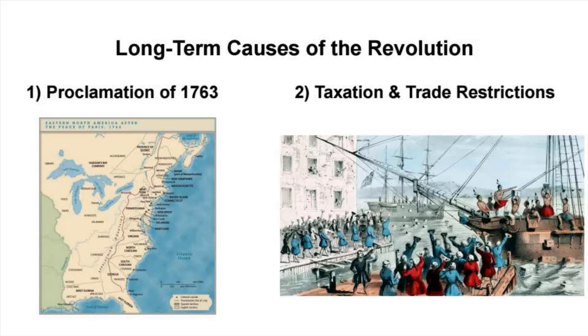So you can see the first cause being the Proclamation of 1763. This is going to make angry the lower class because they want access to land. This proclamation at the end of the French and Indian War said that colonists could not settle any further west than the Appalachian Mountains. Without that additional land to settle, lower class people were going to have a hard time moving up in society, having any social mobility.